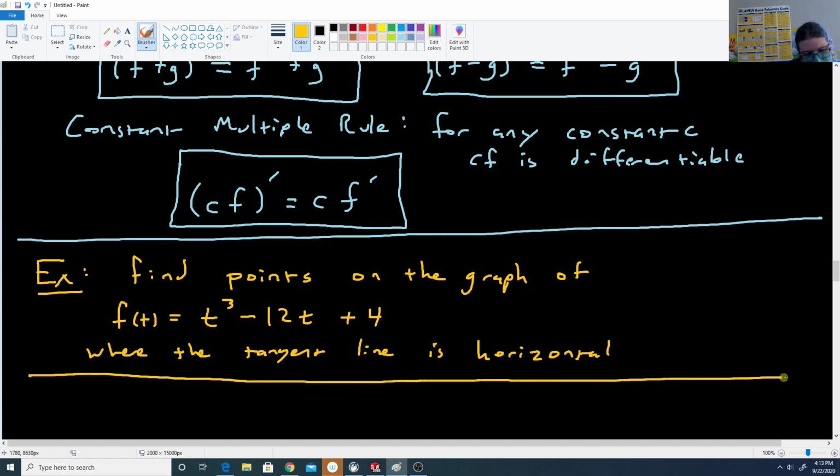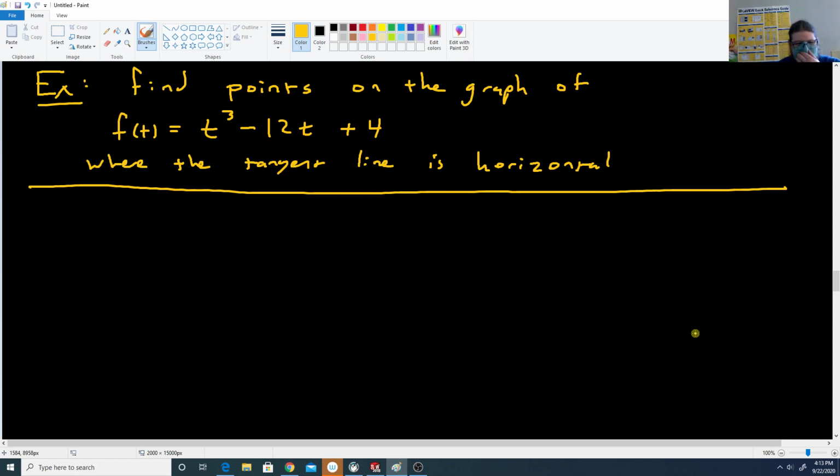So, first of all, we need to figure out, what does it mean for the tangent line to be horizontal? Well, if the tangent line is horizontal, that means the tangent line has slope 0. We remember, what tells us the slope of the tangent line? Well, the first derivative is a function that tells us the slope of the tangent line. So what this is really saying is, where does the tangent line have slope 0?